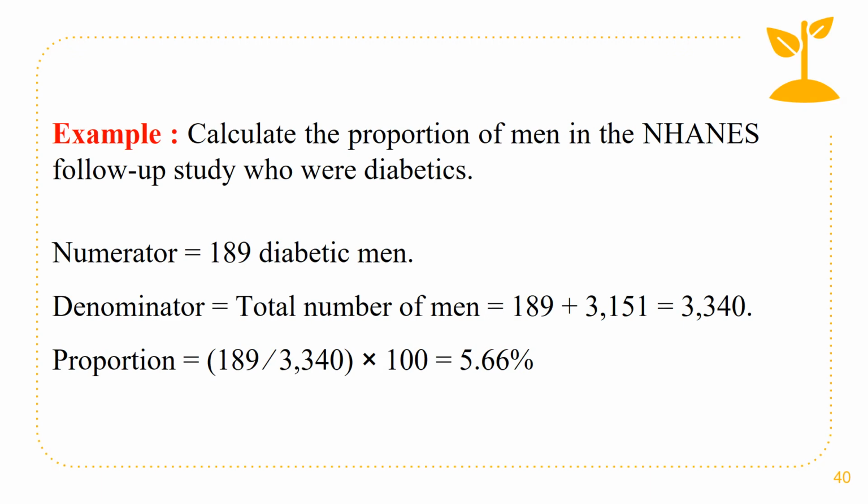Example: calculate the proportion of men in the NHANES follow-up study who were diabetic. Here the numerator is 189 diabetic men, and the denominator, the total number of men, is 189 plus 3151, so it will be 3340. Proportion is equal to 189 divided by 3340 into 100, that is 5.66 percent.